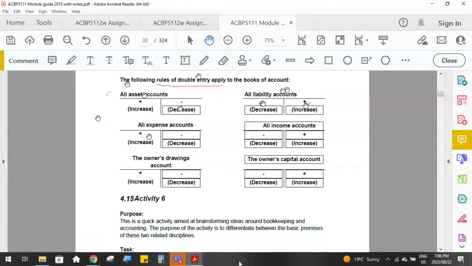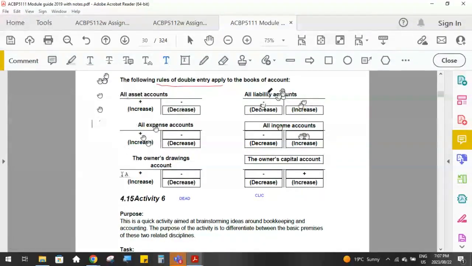For expenses and income, for expense accounts, when they increase, I debit them. When income accounts increase, I credit them. So income accounts increase on the credit side, expense accounts increase on the debit side. Asset accounts increase on the debit side, liability accounts increase on the credit side. So there is something that you can use that makes it easy to remember this, and this is what I call the dead click.